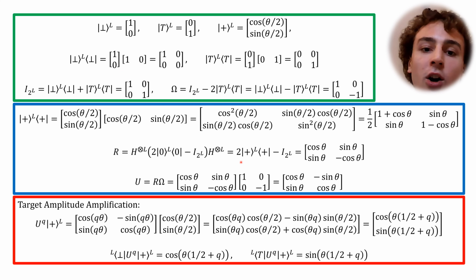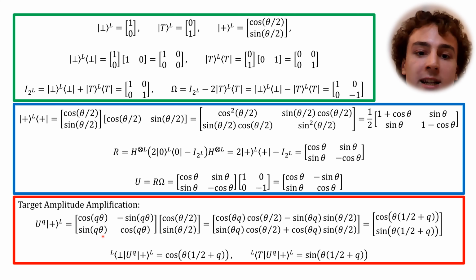And what are we applying this to? Well, we're applying it to the plus state. And just like what we saw in the green box, we have this two-dimensional vector. So this two-dimensional vector is getting acted on by this 2 by 2 matrix. And if we perform the matrix multiplication, we're going to get this result over here. So we're going to have cosine of Q theta multiplied by cosine of theta on 2, and then minus sine of Q theta multiplied by sine of theta on 2. That gives us this top entry. And for the bottom entry, we're going to have sine of Q theta times cosine of theta on 2, and then cosine of Q theta times sine of theta on 2.